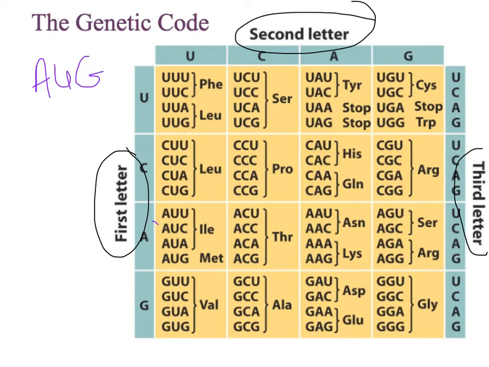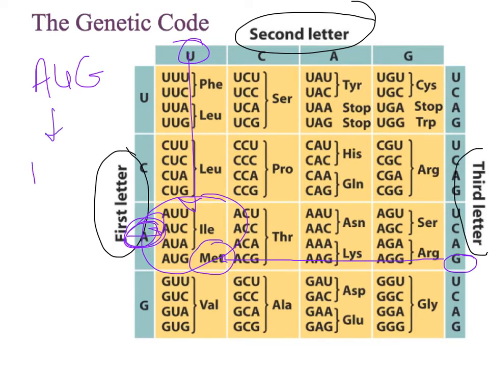how we're going to read this is we're going to look at the first letter, which is A. And then we're going to look for U. So we know if we go down and across, we're in this quadrant here. For the third base, you're going to go over to the far right, and you're going to look up that G. So you're going to go all the way across, and that amino acid that we get is M-E-T.